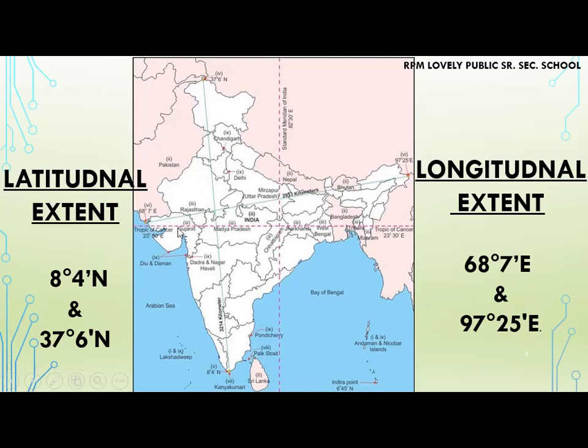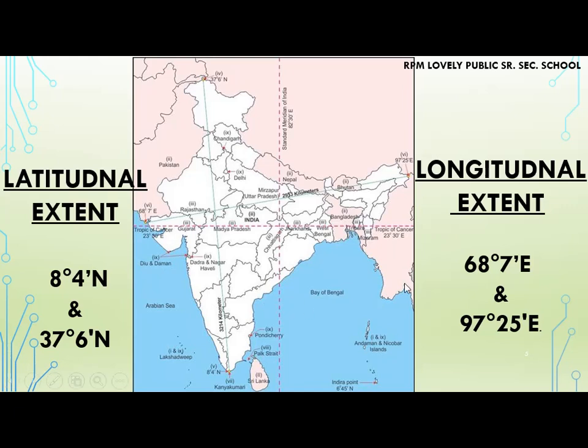Tropic of Cancer is an imaginary line which divides our country into almost two equal parts. Tropic of Cancer is an imaginary line and thus we can say that India has both kind of climates, subtropical and tropical.